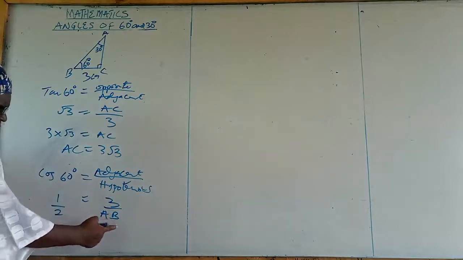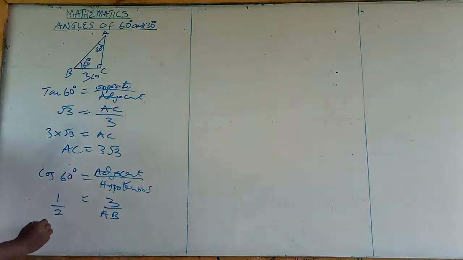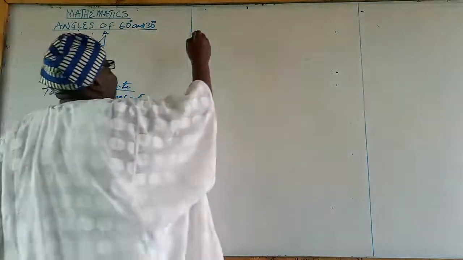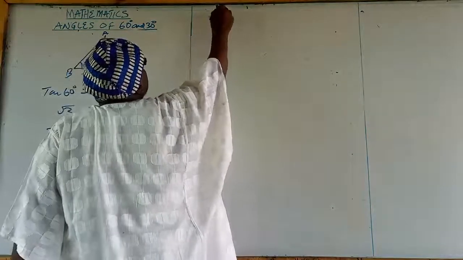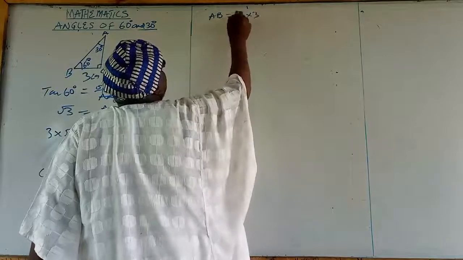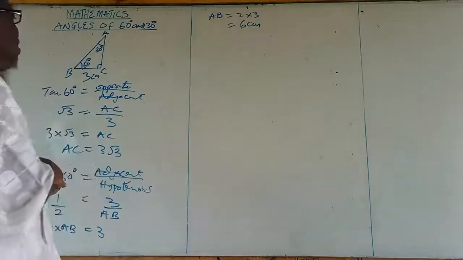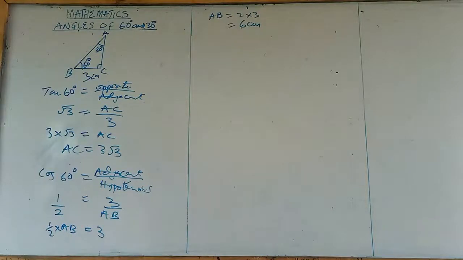So AB multiplied by 1 over 2 is equal to 3. So we multiply 3 by 2. AB is equal to 2 multiplied by 3. So we get 6 centimeters. So AB is equal to 6 centimeters.